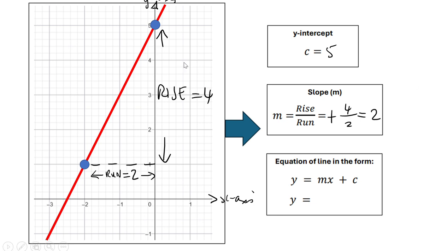Now in our log tables, we are given this formula here: y equals mx plus c. So you can get the equation of a line in this form if you know the slope, which is m, and funnily enough, we have that there, which is 2, and we know the y-intercept, which is c. So long story short, our answer is just going to be 2x plus 5. Yeah, and I have it all tidied up in the next one. 2x plus 5. Finished.